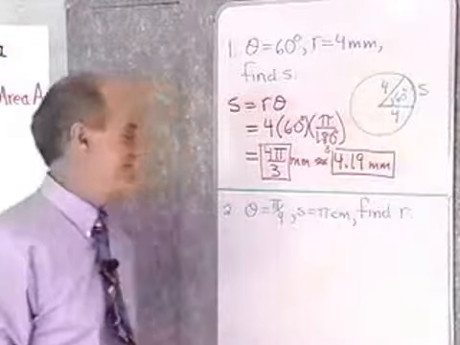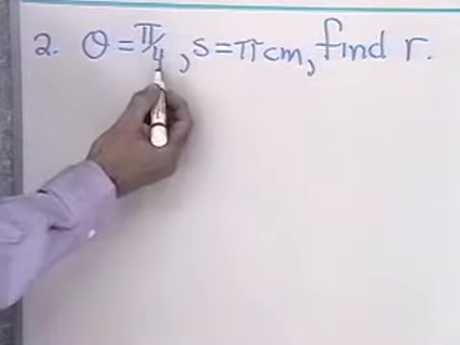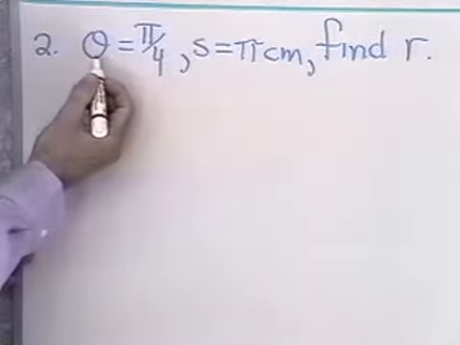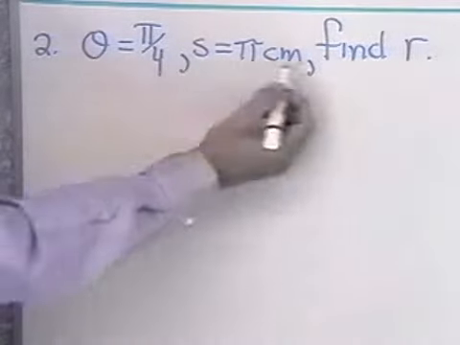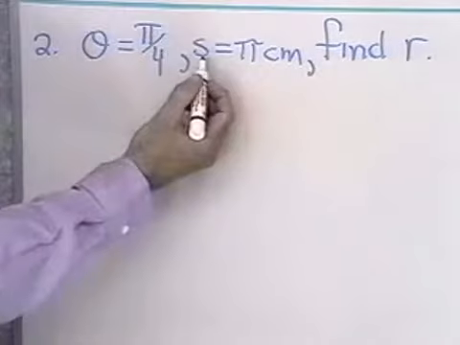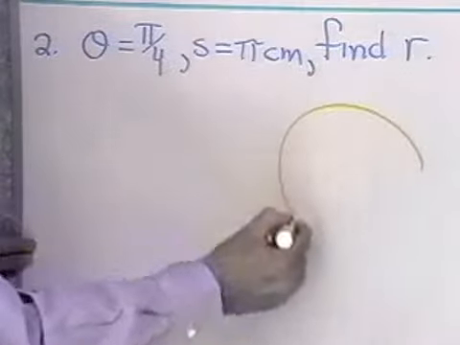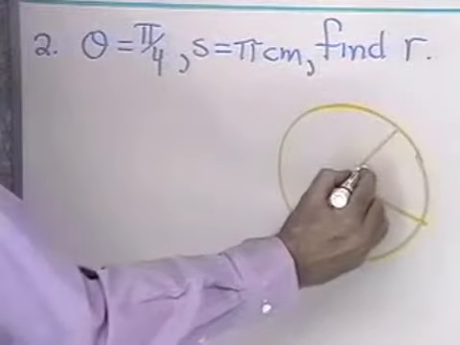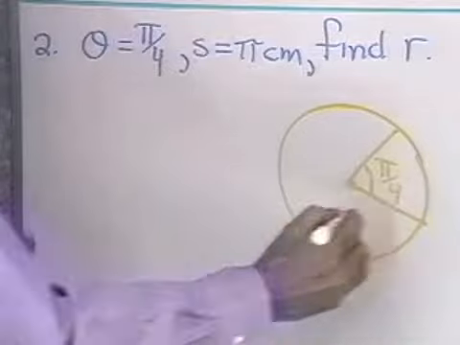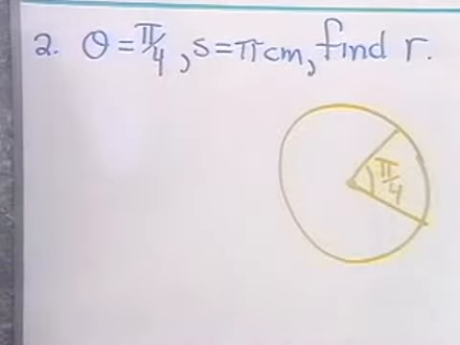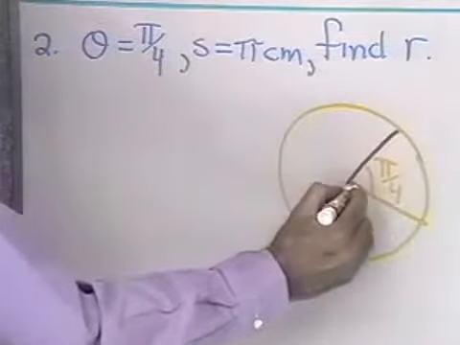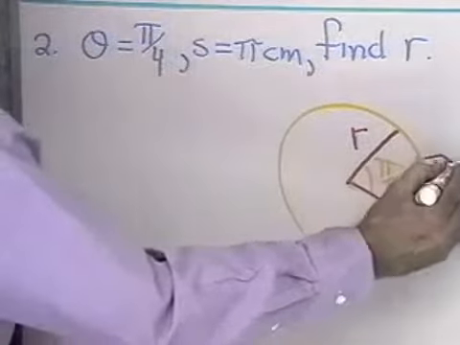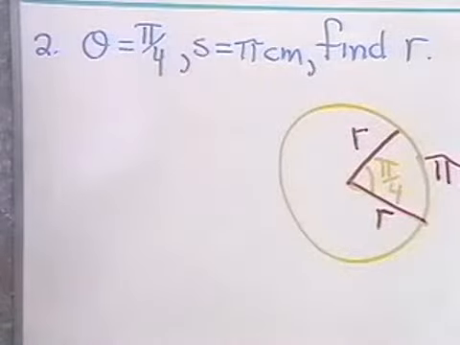Here's our next problem. Theta is equal to pi over 4 this time, so it's given in radians. s is equal to pi centimeters. Let's find r. So remember, theta is a central angle in a circle that has a radius of r, and then theta cuts off an arc of length pi. So let's draw a little picture right here. Theta will be equal to pi over 4, so I'll just draw this angle in here, and this is pi over 4. I'm looking for r, that's the radius of the circle, and I'm given s is pi centimeters right there. Well, let's use our formula for arc length.